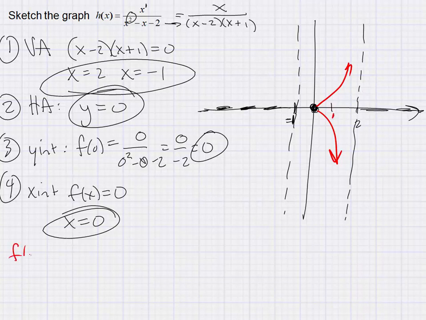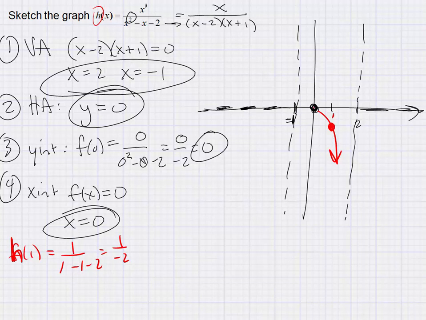So I'm going to find f of 1. Or, in this case, sorry, we have h. h of 1. In that case, I get 1 over 1 minus 1 minus 2, which is 1 over -2. So it's -1/2, so it's down here, which tells me that this top one isn't an option.